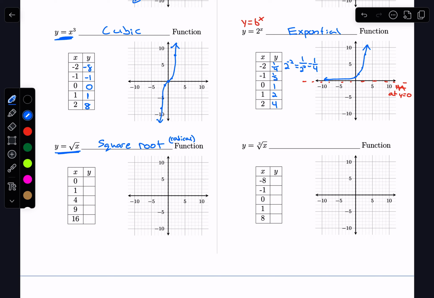And notice that all the x values we're going to plug in are perfect squares. You can plug in non-perfect squares to a square root function, but you're going to get ugly decimal answers out, and we would prefer to have our numbers be nice and clean to make them easy to graph. So all we're going to do is square root each number. Square root of 0 is just 0, 1 is 1, square root of 4 is 2, square root of 9 is 3, and square root of 16 is 4.